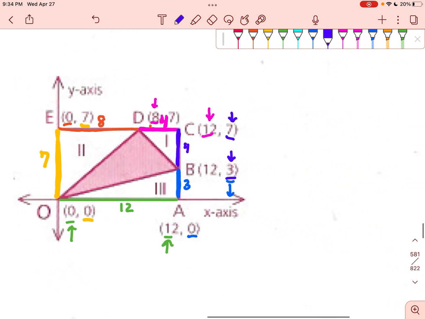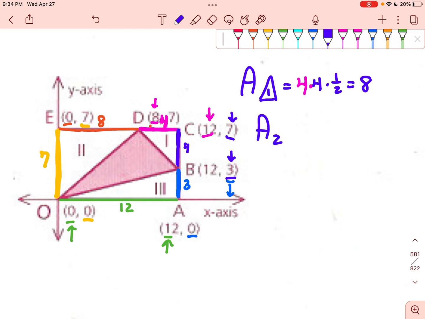After I did that, I found the area of triangle 1, and that area is the pink side 4 times the purple side 4, and then obviously times 1/2. So the area of that shape is going to be 8. The area of triangle 2 is going to be the yellow side, which is 7, times the orange side, which is 8, and then of course times 1/2 because it's a triangle, and so that is 28.